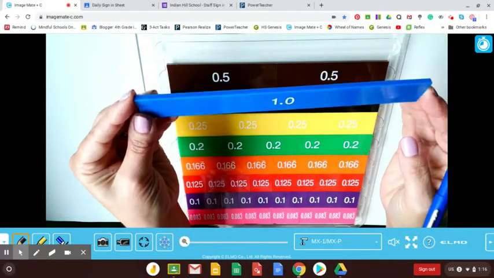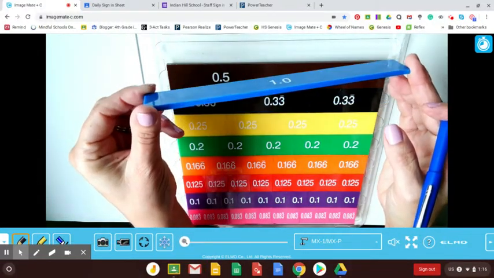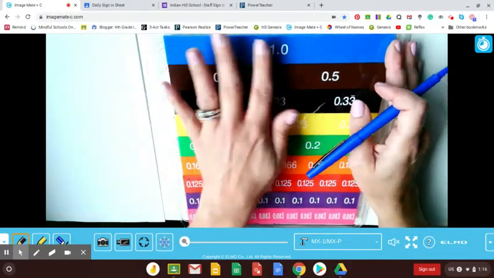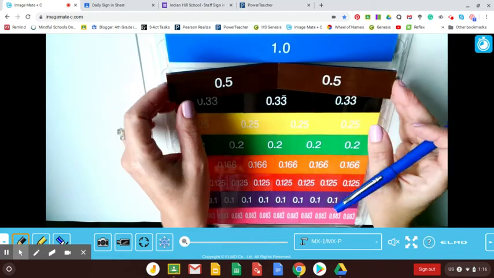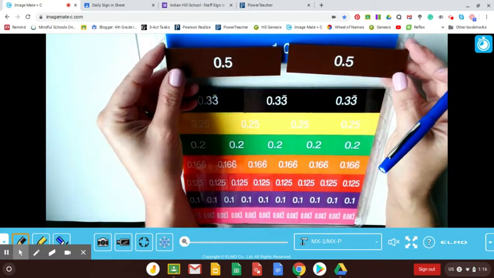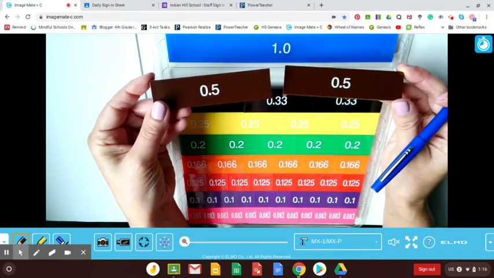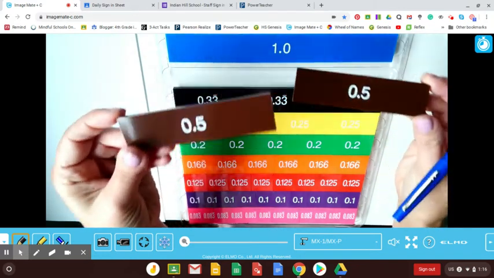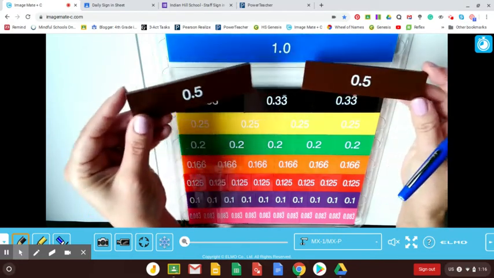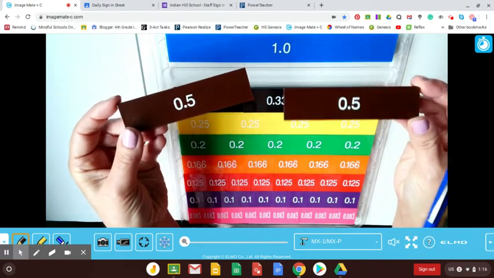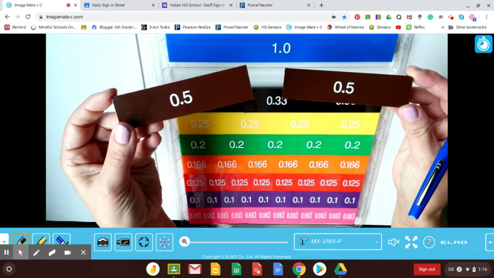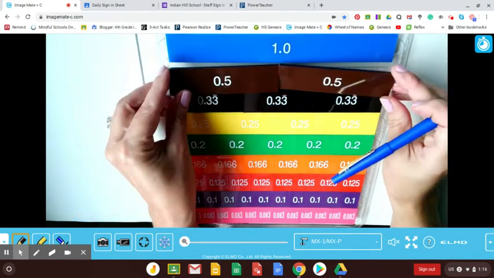So this very top piece here is going to represent our whole. So that is one strip across. And if I were to take that whole and break it equally in half, I would have my 5/10 strip. So I have two 5/10, which equals a whole. So these would be equivalent to a half. A half plus a half would equal a whole.